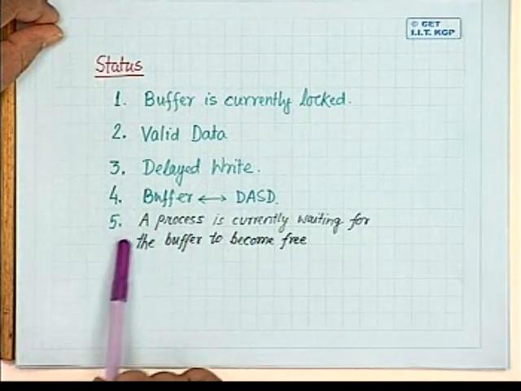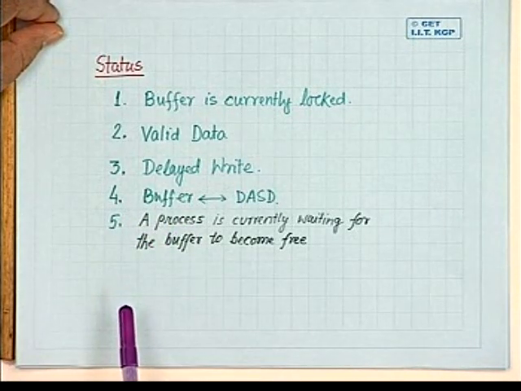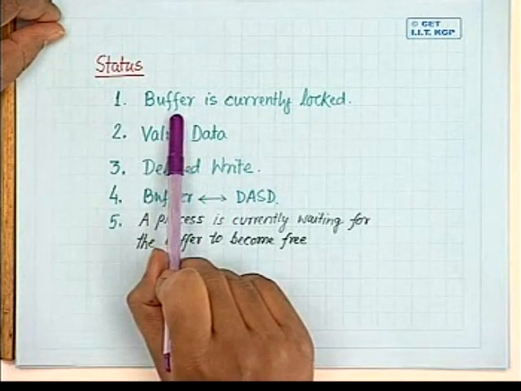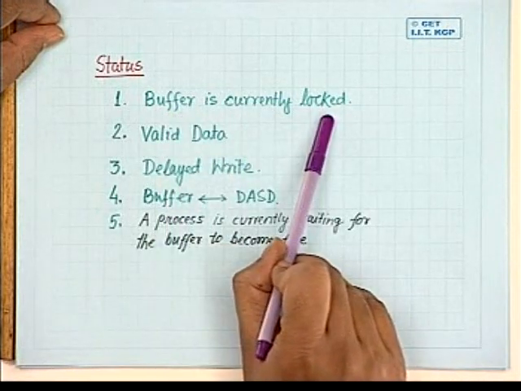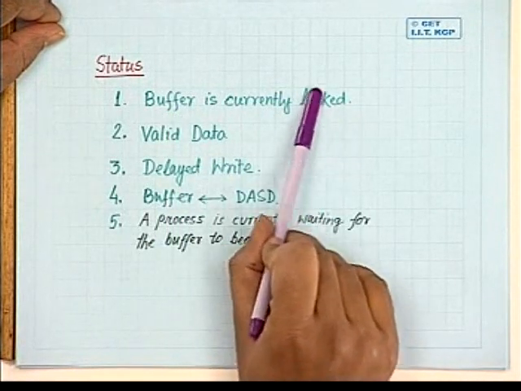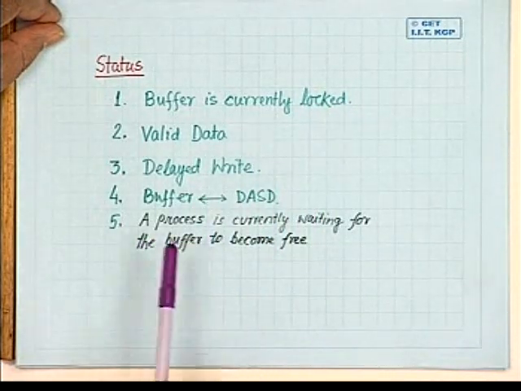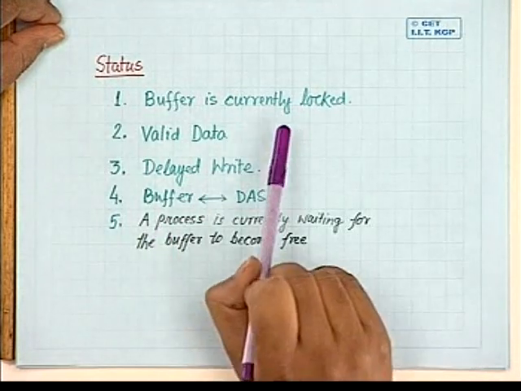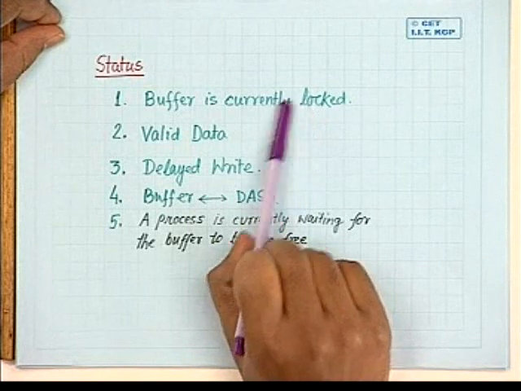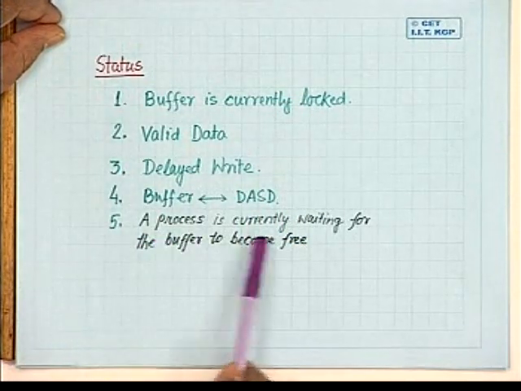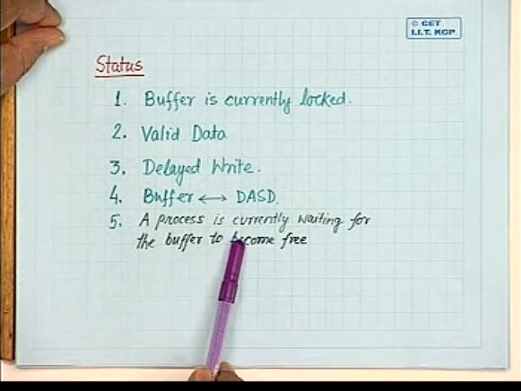Then I can also have information whether any process is currently waiting for the buffer to become free or not. Some process is using the buffer, and while this buffer is in use, the buffer is locked. During that time, maybe some other process puts a request for the same data block, and the data block is available in the buffer, but the buffer is locked. So in the status field, we maintain some information whether there is any other process which is waiting for this buffer to become free or not.